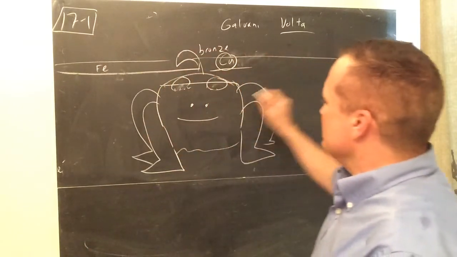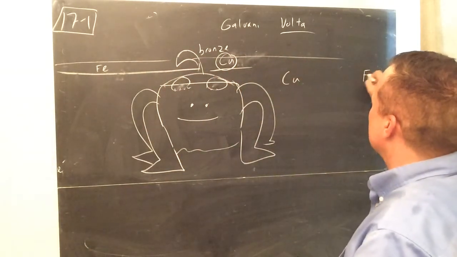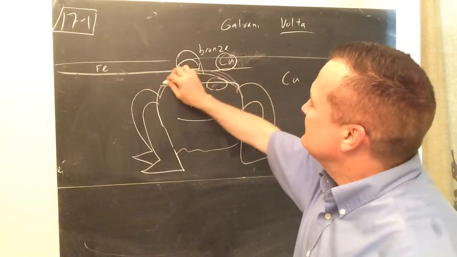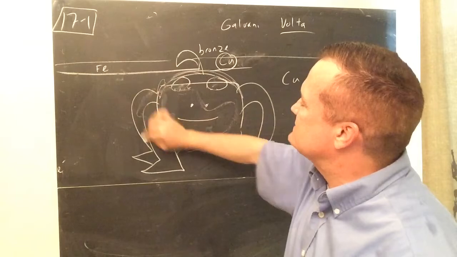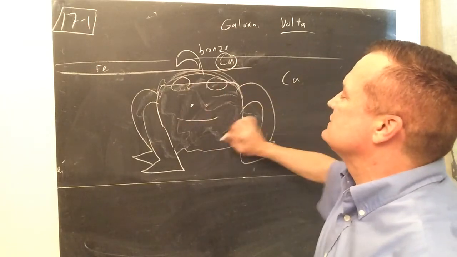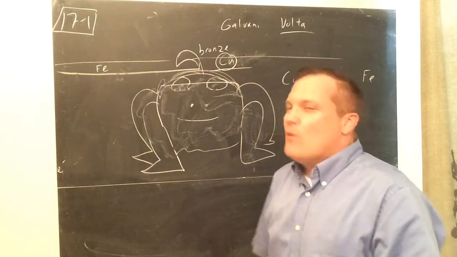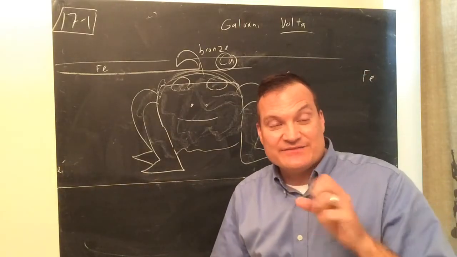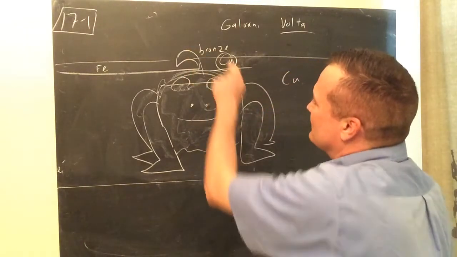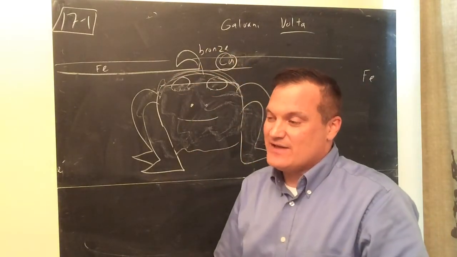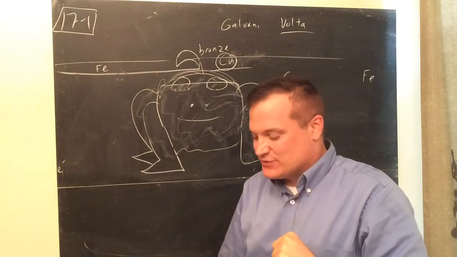So you got copper metal, you got iron metal, and then you have a slimy, salty solution all on the body of the frog. What they noticed was the frog kicked. The legs were kicking. When they would hook it in the right way, they noticed a kick going on, even though the frogs were not alive. And they called that animal electricity.